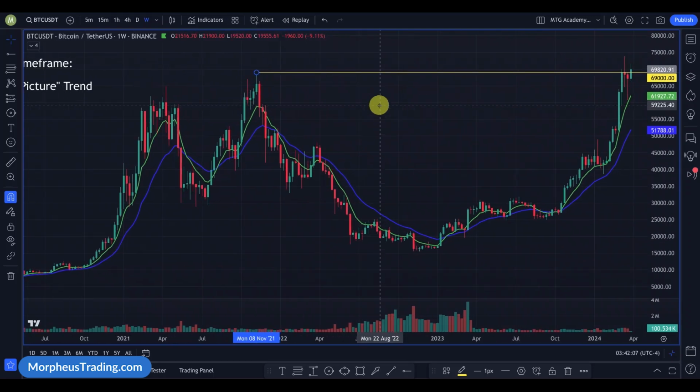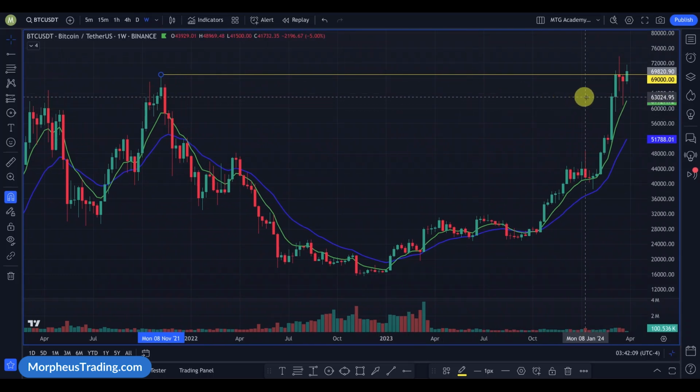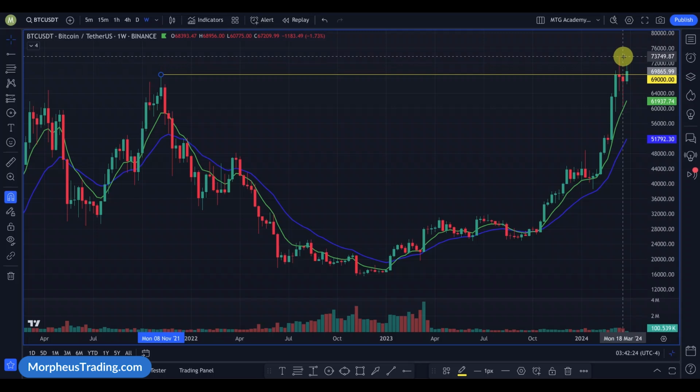And if we go ahead and scroll to the right here, we can see that 3 weeks ago, we first tested that 69,000 mark with a big green candle after several up candles. And then 2 weeks ago, we actually probed all the way above that 69,000, broke out all the way up to a high of just shy of 74,000.